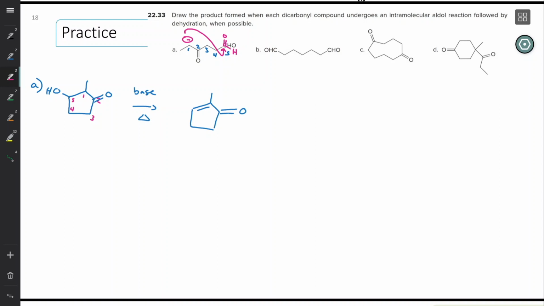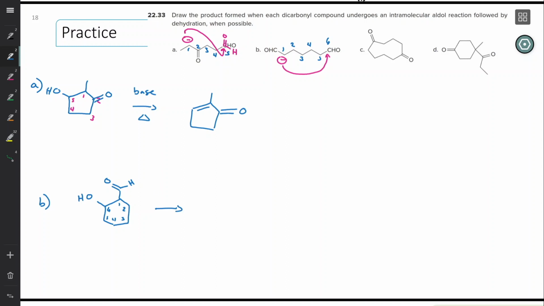Okay, B is easy. They are symmetrical. Let's say we form that nucleophile on this side and then attack the aldehyde on that side. Let's count the carbons. 1, 2, 3, 4, 5, 6. Okay, so I know right off the bat I can draw a 6-membered ring. 1, 2, 3, 4, 5, 6. And let's see, at 1 I have another aldehyde that's still there, and at 6 I have the aldehyde that turned into an alcohol.